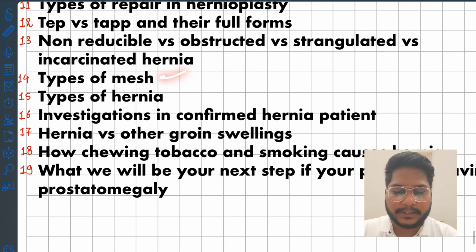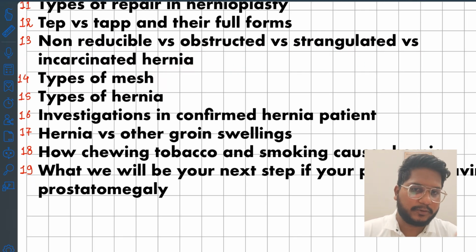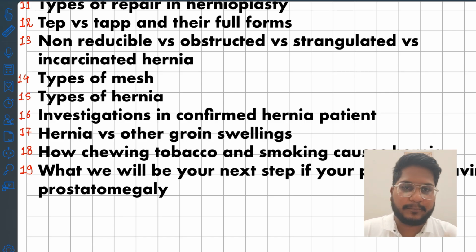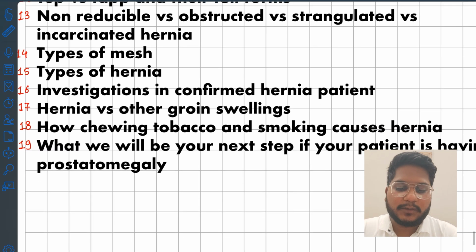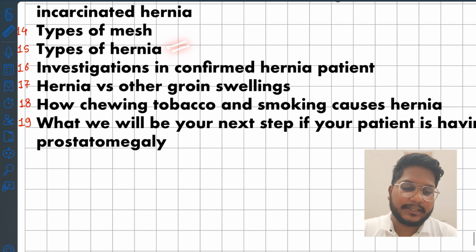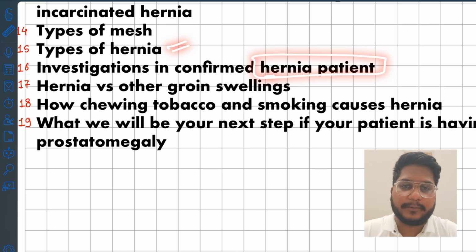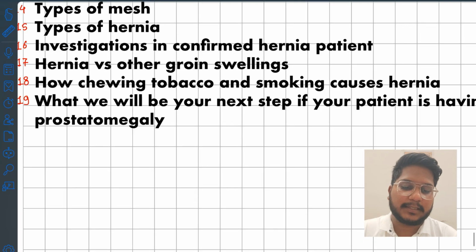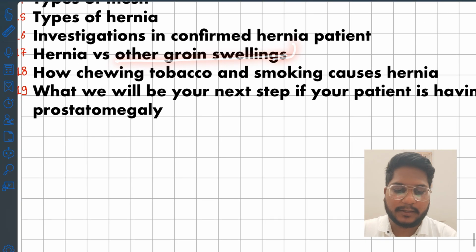Now the types of mesh: we have discussed that polypropylene mesh is the most common, and the sizes are different in laparoscopic repair and in open hernioplasty. Then types of hernia we have discussed. Then the investigations to confirm hernia are basically X-ray and USG abdomen. Like hernia versus other groin swellings. Now how chewing tobacco and smoking cause hernia we have discussed earlier.